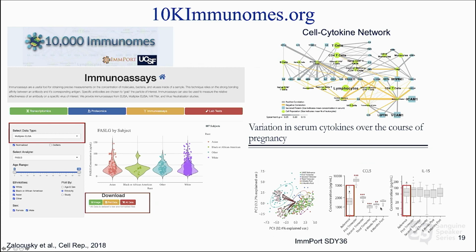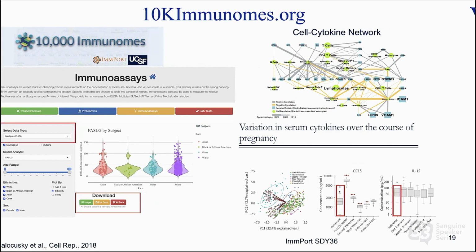So this is one of the use cases: even if you don't have the control data, you can get the information. You can download the data from resources like 10,000 Immunomes, which has the baseline data, and plot it with your own data.